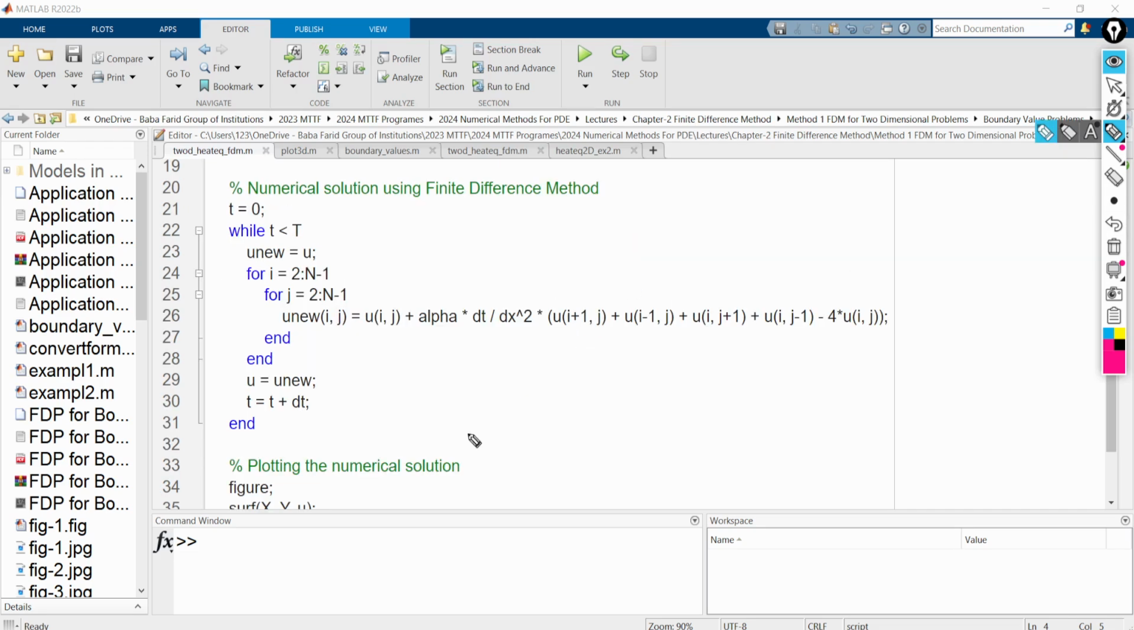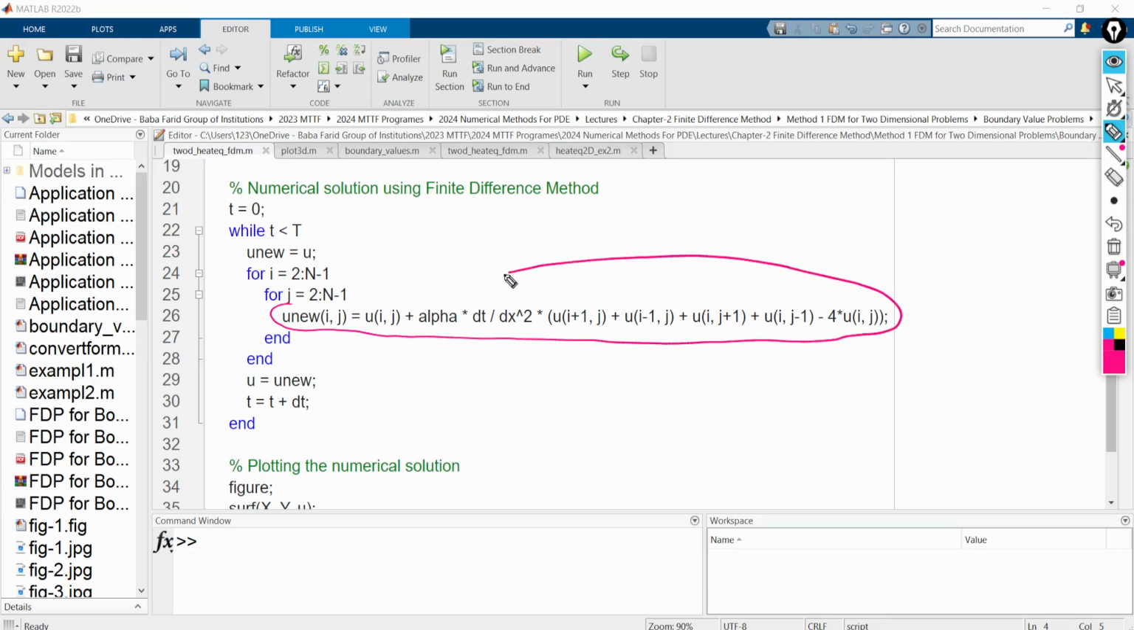The updated equation which we discussed in the previous slide, this is the main equation you can see, which is obtained from the updated equation. This is the left hand side, the new value, u new ij. And this is the right hand side, u ij plus alpha dt upon dx square. In the place of h we are using dx here, and this is u i plus 1 j, u i minus 1 j, u i j plus 1, u i j minus 1, and minus 4 u ij.